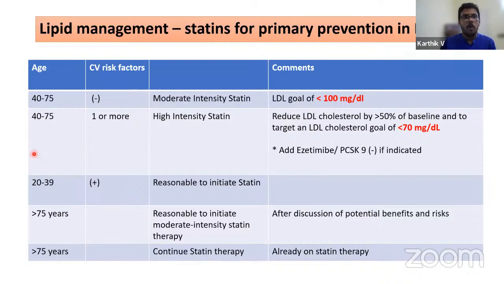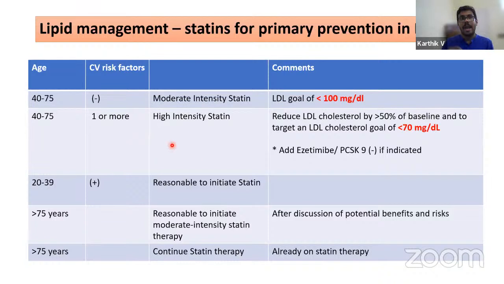Okay, now, if the patient is a middle-aged person aged 40 to 75 with at least one or more cardiovascular risk factors, that risk factor could be hypertension, smoking, albuminuria, or a strong family history of cardiovascular disease. So if at least one factor is there, then the patient should be having high-intensity statin. Again, this is a modification. Previously, they mentioned only moderate-intensity statin for primary prevention. Now they have insisted on starting high intensity statin and the target should be less than 70 milligram per deciliter. As you know, most of our patients would be coming under this category. They would have at least one more additional CV risk factor. So all of these should be receiving high intensity statin.